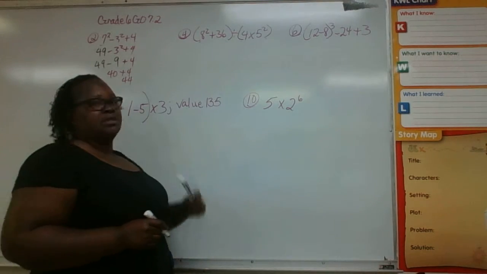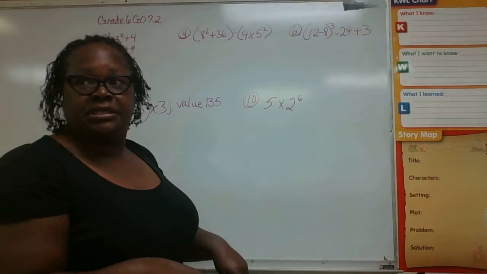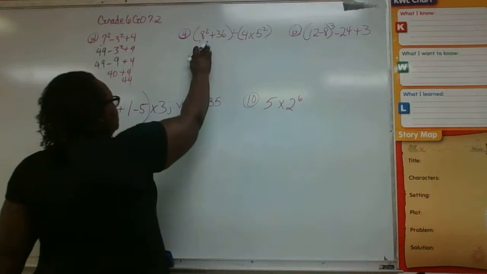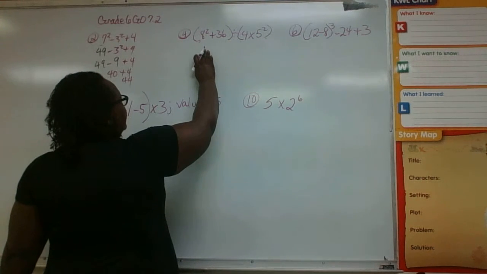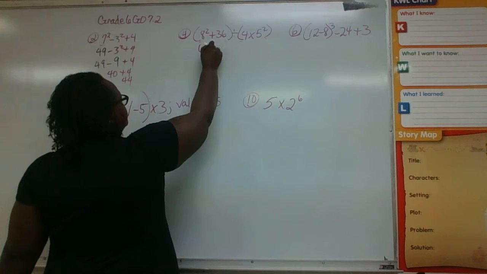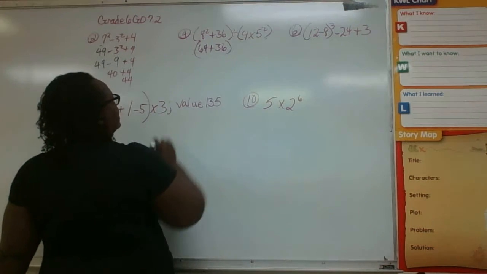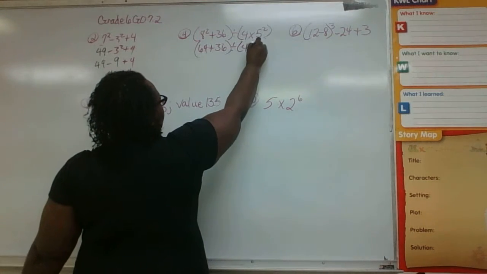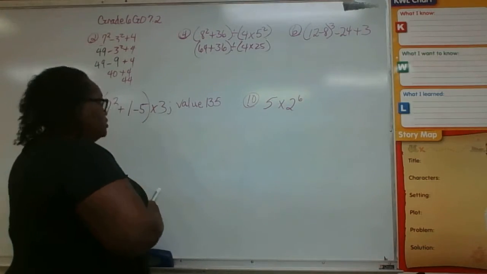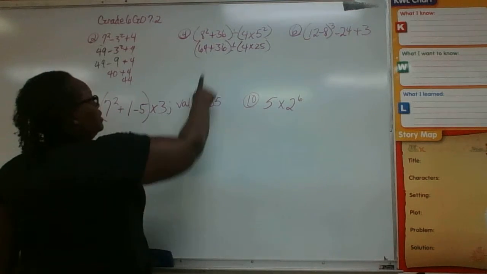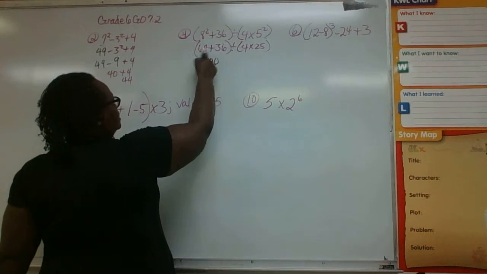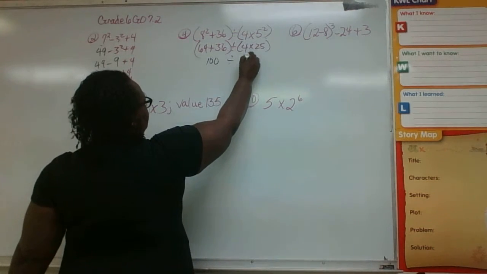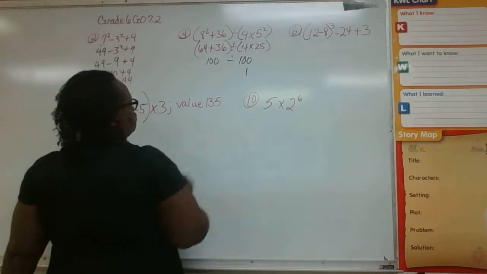Here we have two sets of parentheses, but we must simplify what's in the parentheses in order to get a total value of the parentheses. Within these parentheses, we have an exponent. 8 to the second power is 64. Okay? And over here, 5 to the second power is 25. Now, when we simplify what's within the parentheses, this is 100. 64 plus 36. Divided by 4 times 25 is 100. So 100 divided by 100 is 1.